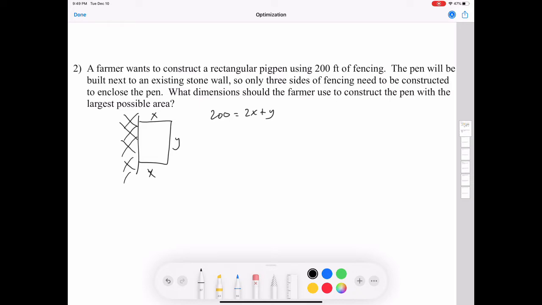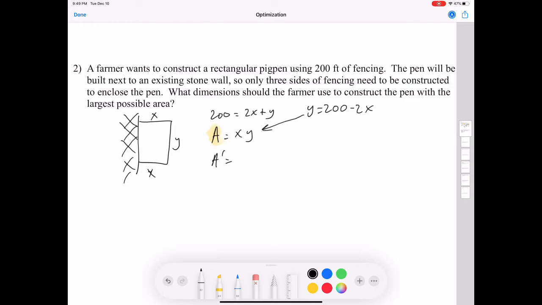Again, just like the previous one. So let's come up with the area equation. A is equal to x times y. And we're going to try to maximize this, right? And when we want to maximize, we take the derivative, we're looking for A prime. But again, we have x's and y's, so we don't want to take the derivative of x's and y's. Let's make our lives a little easier and solve for y here. y is equal to 200 minus 2x.